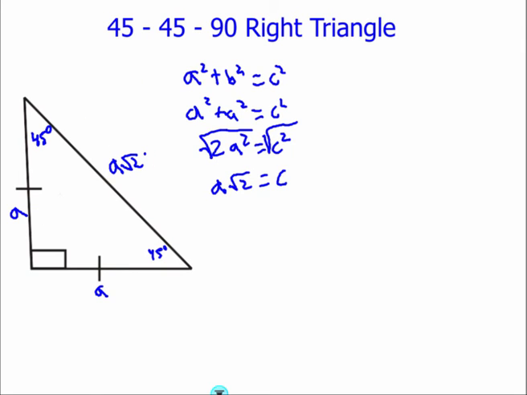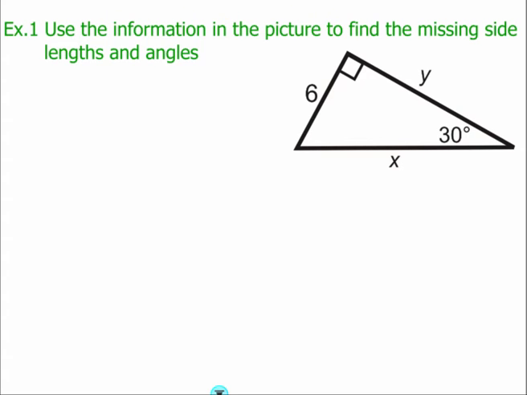So now we've figured out exactly how to come up with the special properties of these special right triangles. Now, do you really need these special right triangles? Not necessarily, not if you know the Pythagorean theorem, but they do make a really good shortcut in the event that we need to find a missing side. So, let's do that. Example 1 says, using the information in the picture, find the missing side lengths and angles.